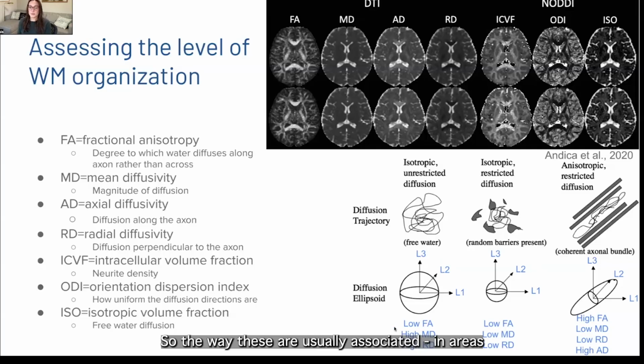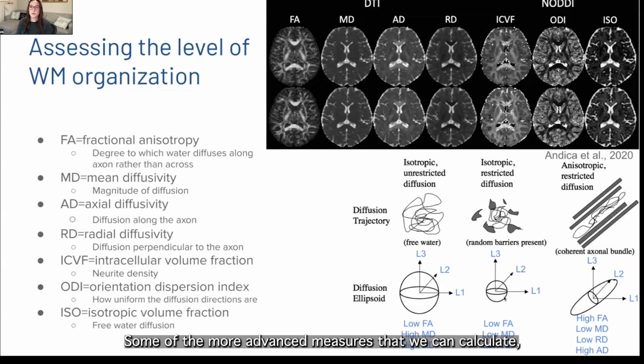So the way these are usually associated, in areas where you see high FA, you typically see low MD, low RD, and sometimes high AD. FA is a ratio of the primary diffusion directions. In areas where you see low FA, you might see high MD and high RD. This might be in areas of the ventricles in particular, and in some areas, if you have restricted diffusion, but isotropically, meaning it's not primarily restricted in one direction, you could have low FA, MD, and RD altogether.